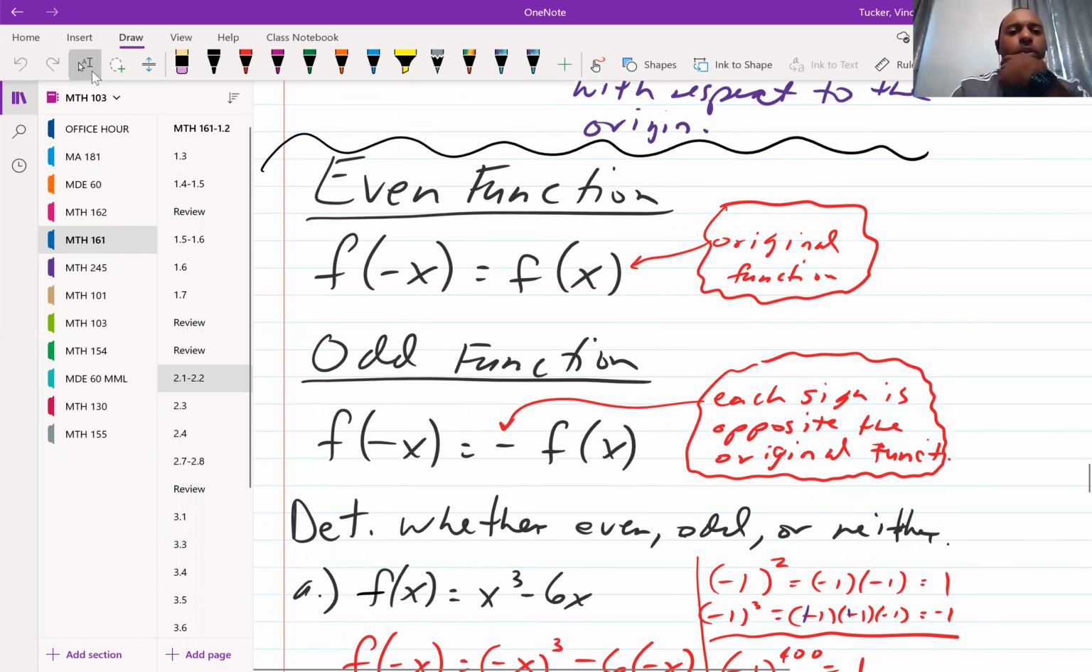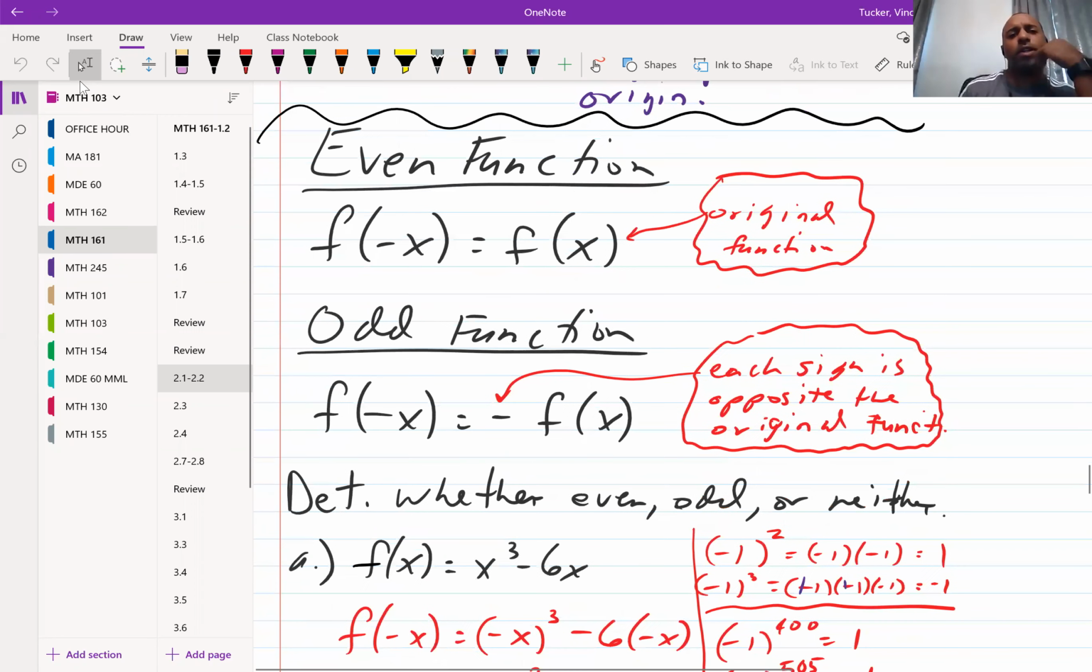So we're still in 2.2. And like I said, we're starting here at even functions. If it's an even function, when you plug in negative x, you'll get out the original equation once everything's been simplified. If it's an odd function, when you plug in negative x, you'll get the opposite of what you originally had. So in other words, each one of your signs will be opposite of what you had originally. So that's the definition of odd versus the even function.